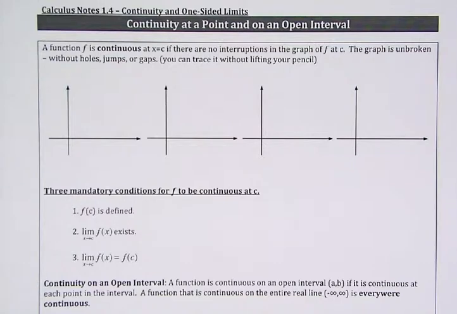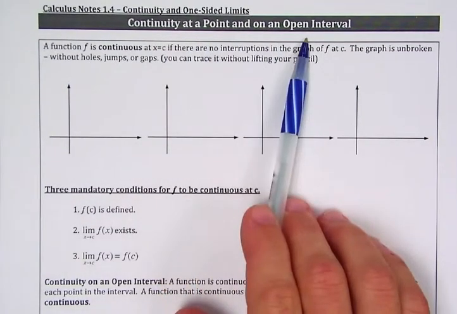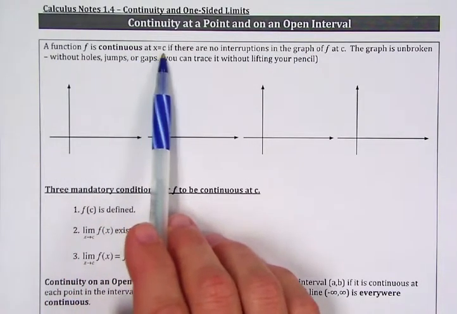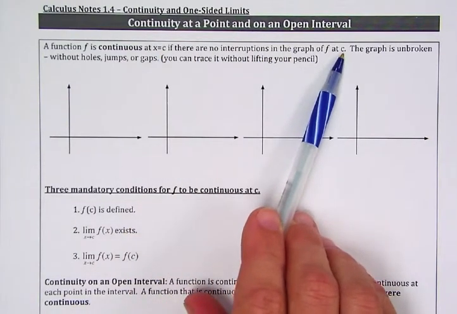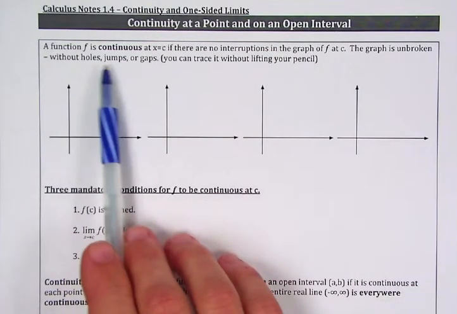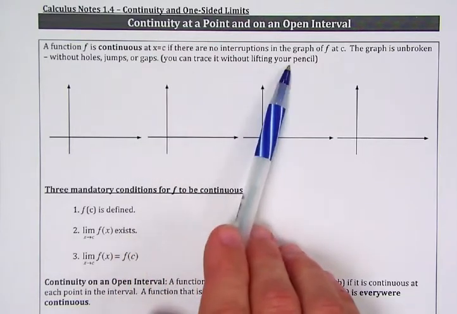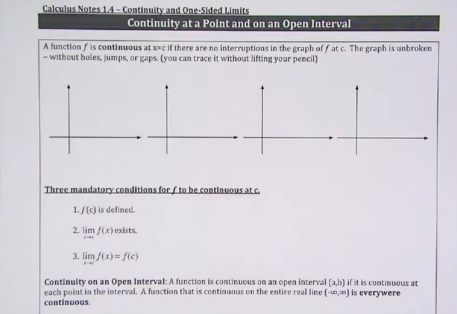So first we're going to talk about continuity at a point and on an open interval. A function f is continuous at x equals c if there are no interruptions in the graph of f at c. So the graph is unbroken, meaning it is without holes, jumps, or gaps, and you can trace it without lifting your pencil. That's how we can check if something is continuous.